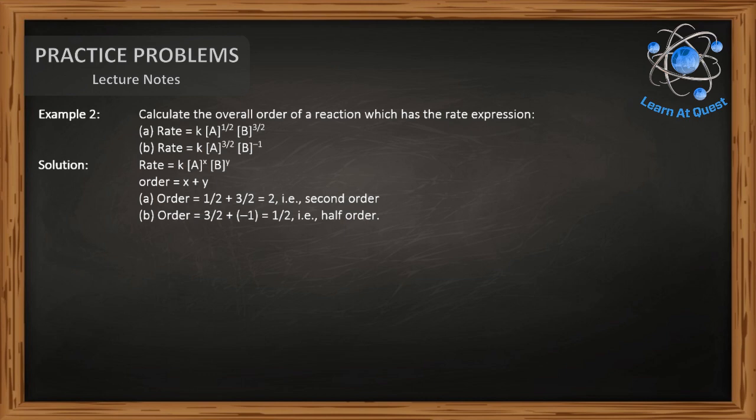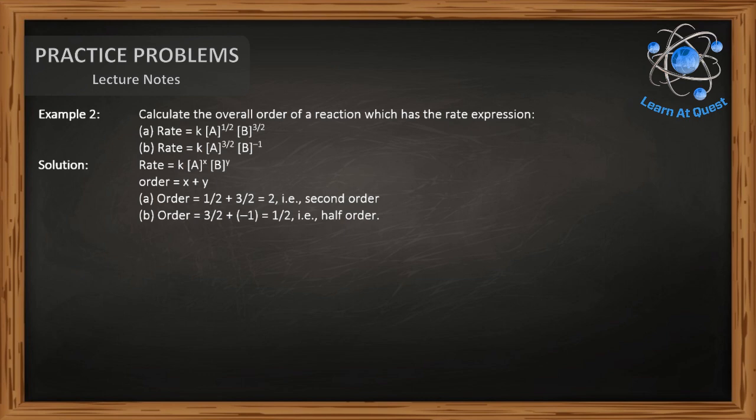We know that the order of a reaction is equal to the sum of the powers of the concentration of the reactants in the rate law expression. Now in the first subpart, which is rate equals K multiplied by A raised to half, B raised to 3 by 2, the exponents are 1 by 2 and 3 by 2. So hence the order of this reaction will be the sum of these two exponents, which is 1 by 2 plus 3 by 2, which equals 2. Hence it is a second order reaction, that is, the order is 2.